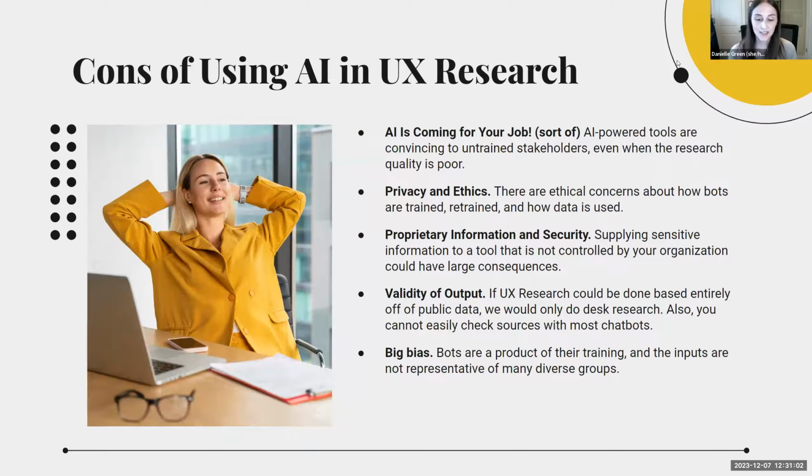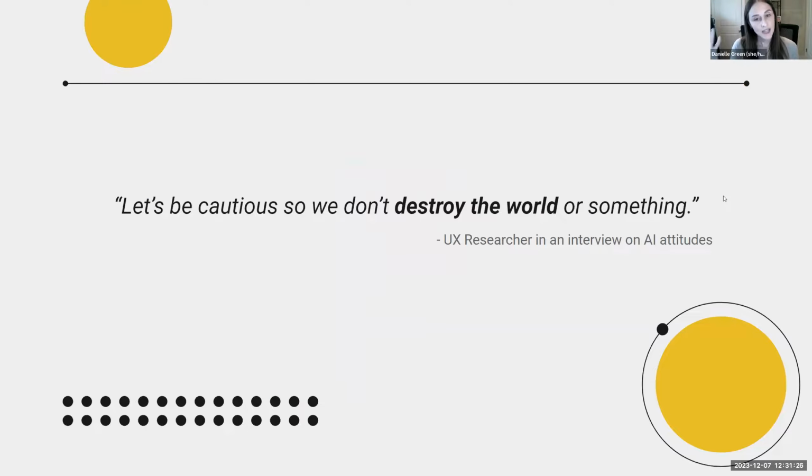My lab studies technology that supports mental health and emotional wellness, and the bots cannot create good protocols or research materials for neurodivergent populations, for example. No matter how much context we give it, it cannot suss out what that looks like. So, some of the cons, and I really enjoyed this quote: "Let's be cautious so we don't destroy the world or something." Very good, from this anonymous UX researcher.